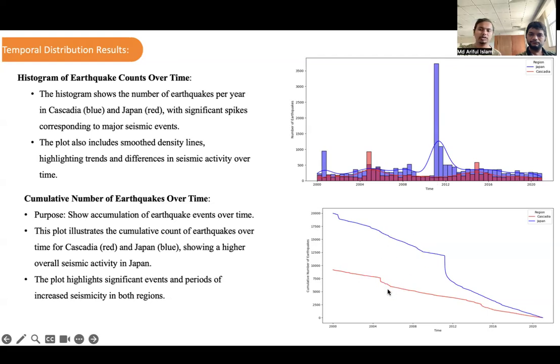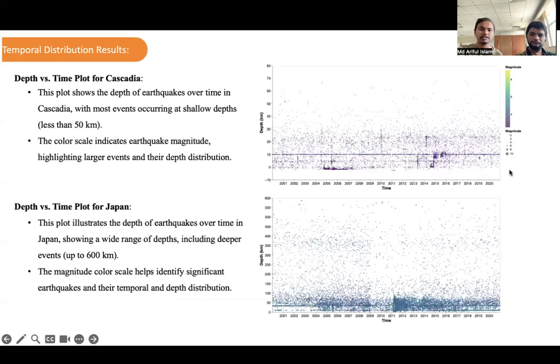Also in the bottom, we have the cumulative number of earthquakes in both regions. So over the period of 20 years, we have about 100,000 earthquakes in Cascadia and about 200,000 earthquakes in Japan. So we have the same period of time and the same magnitude window. Within that time, we have twice as many earthquakes in Japan compared to Cascadia.